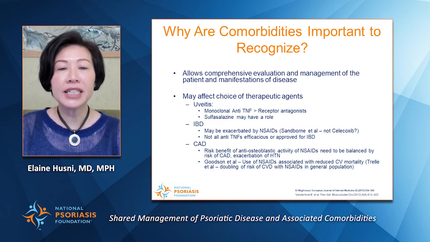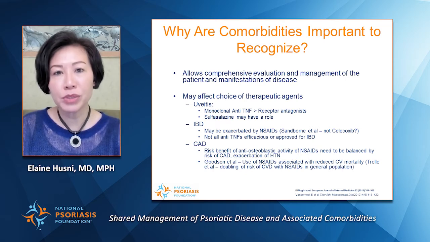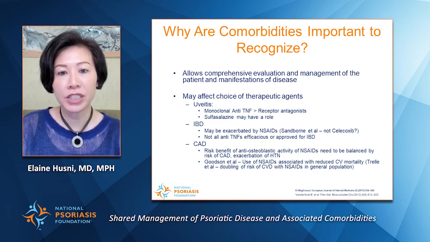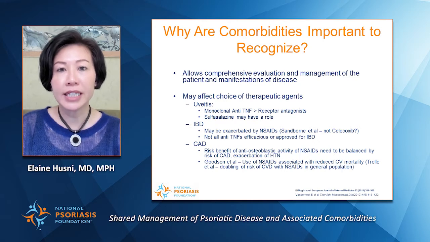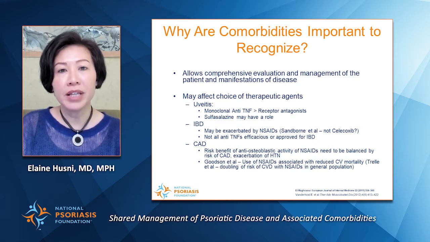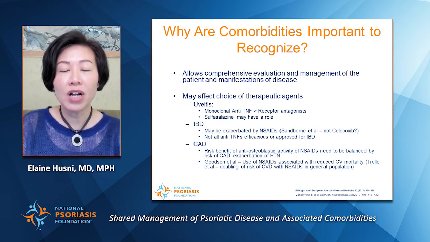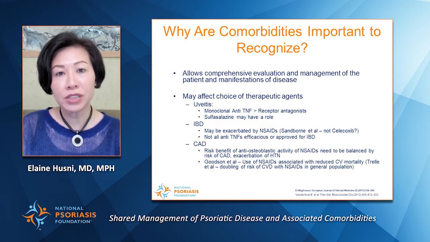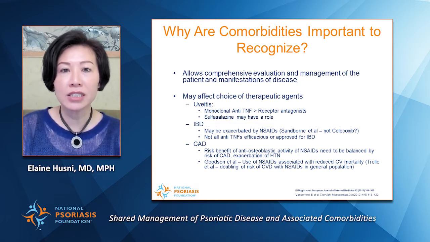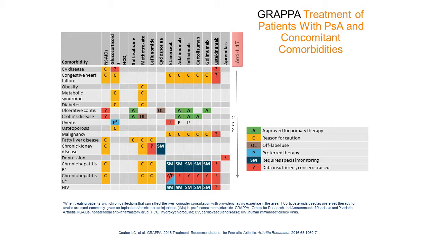So here we have an example, uveitis, which can occur in our patients. As you can see, monoclonal anti-TNFs may be better than the receptor antagonists. I'm also looking at IBD and coronary artery disease. As you can see here, there are also nuances to our treatment choices that we make based on some underlying comorbidities. So here is from the GRAPPA treatment guidelines, which are going to be updated soon.